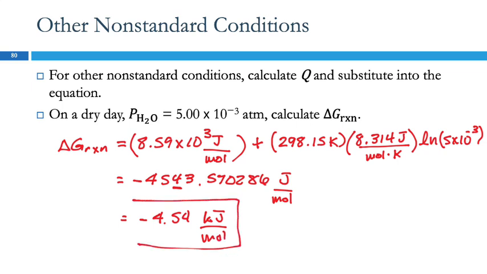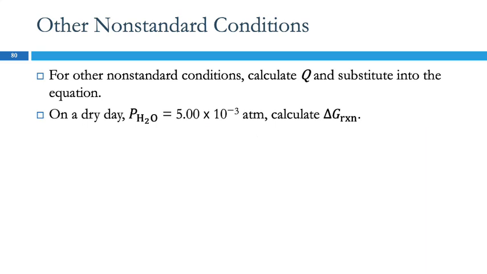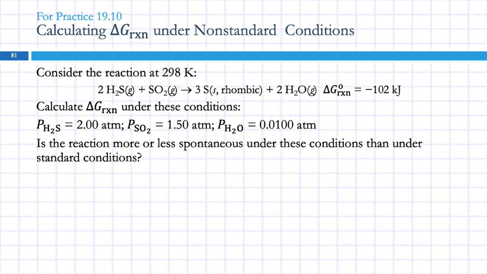So, rounding to reasonable sig figs and converting into kilojoules, we get a negative delta G. On a dry day, water evaporates spontaneously at room temperature. Any questions? Another good exam question. So that one was pretty simple.